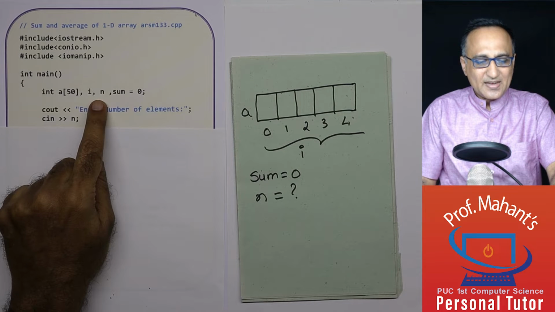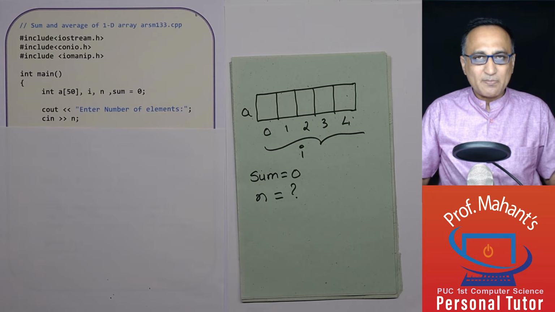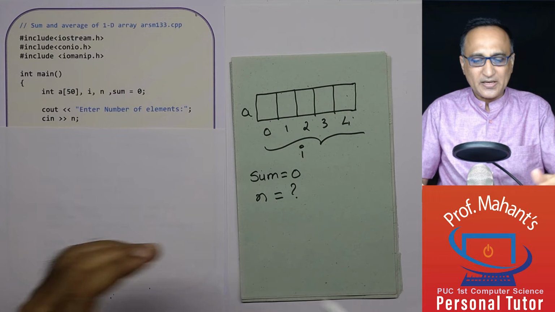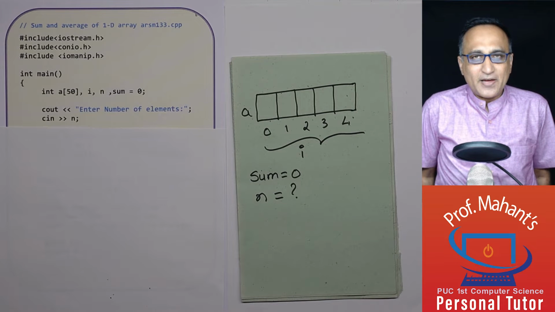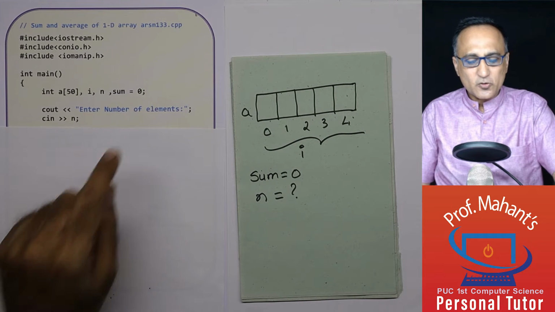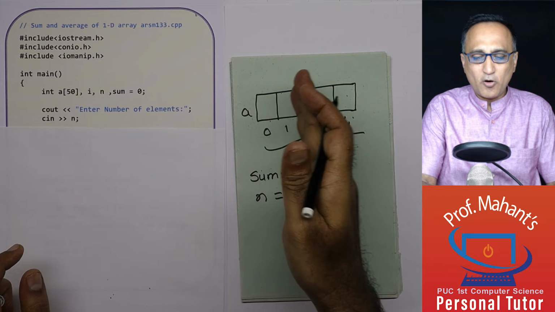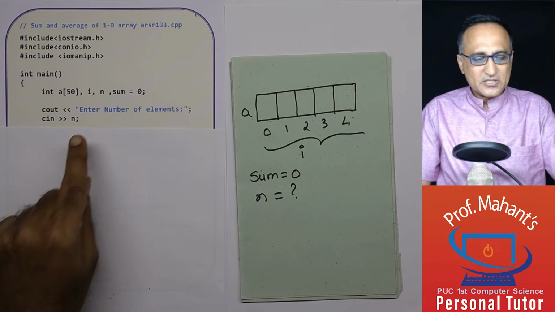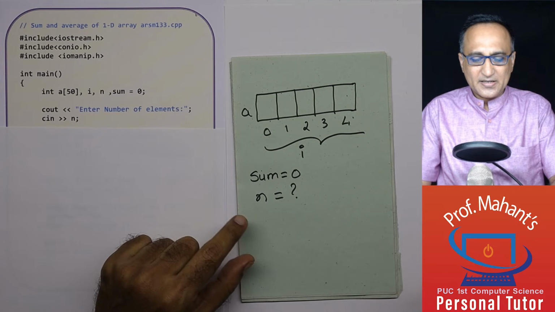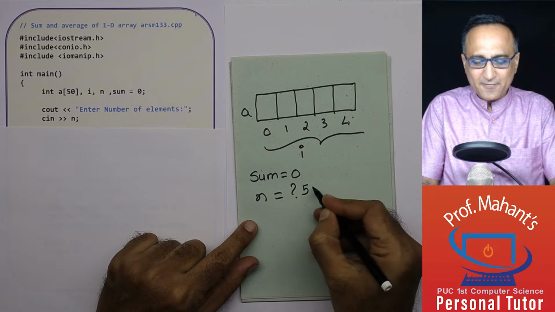Now this n tells me the maximum number of elements I am going to enter. Although the capacity is 50, let us say I am going to use only 5 elements, and sum is used to calculate the sum of all these individual elements. Now let's come to this problem. Enter the number of elements. Let's say n is 5.